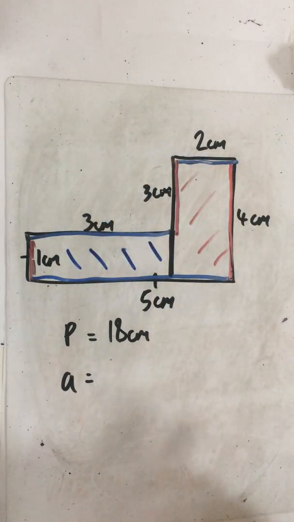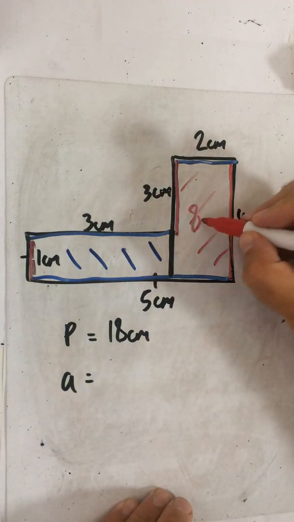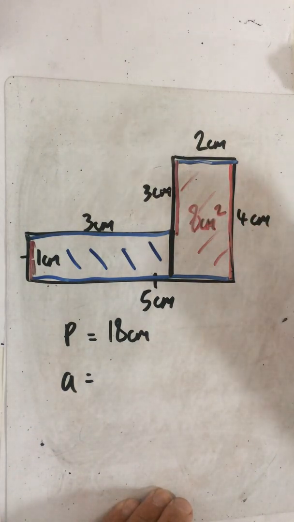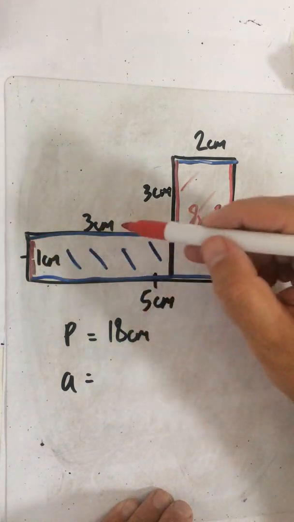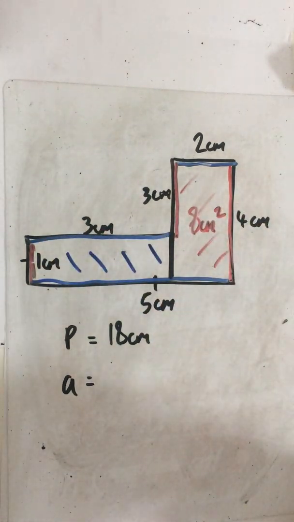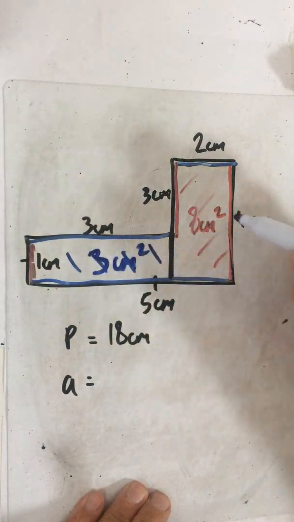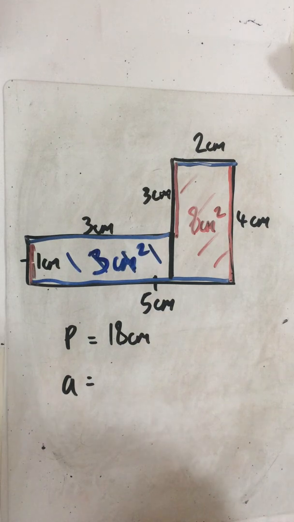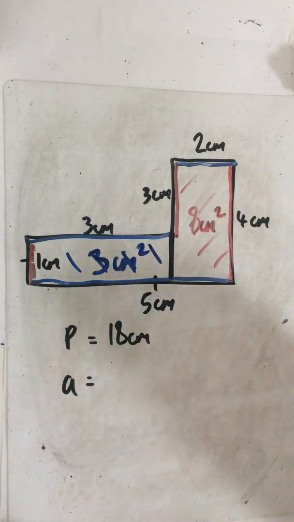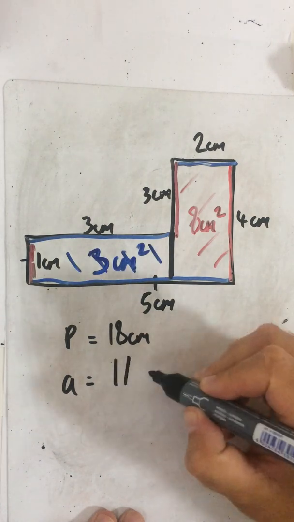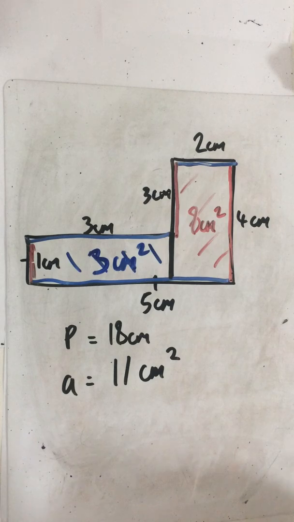Okay, so 2 times 4, 8 centimeters squared. The area of this shape, length times width, 3 times 1 is 3 centimeters squared. Remember to divide squares. So to find out the area of the whole thing, I just add up my 2 areas. 8 and 3 is 11, so the area is 11 centimeters squared.